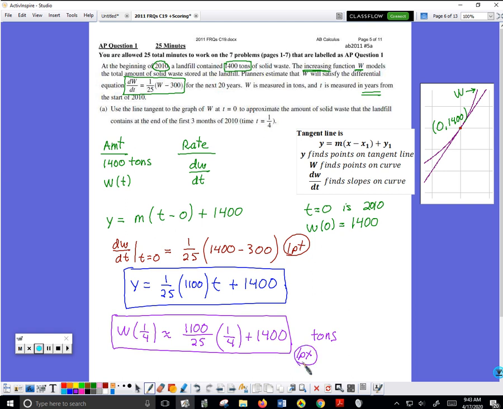So it was 1 point for correctly identifying the slope of the curve at the point of tangency, and then a second point for saying that the approximation of W of 1/4 is this value.